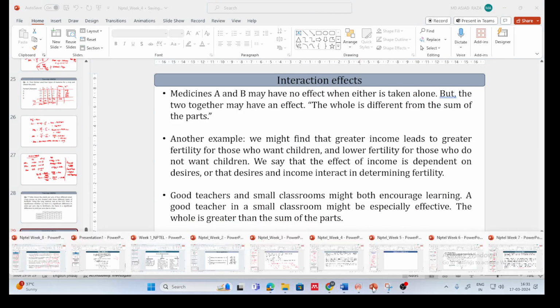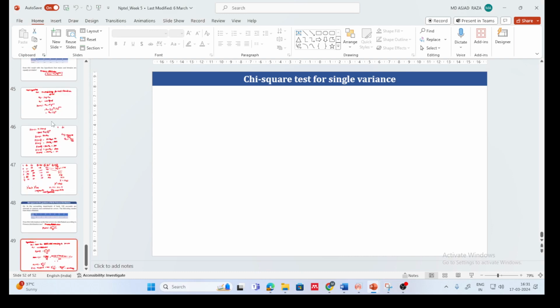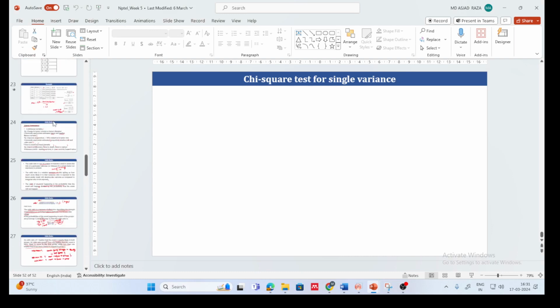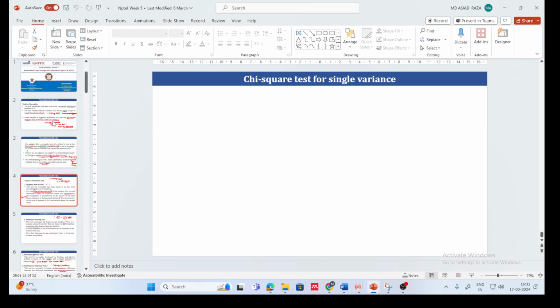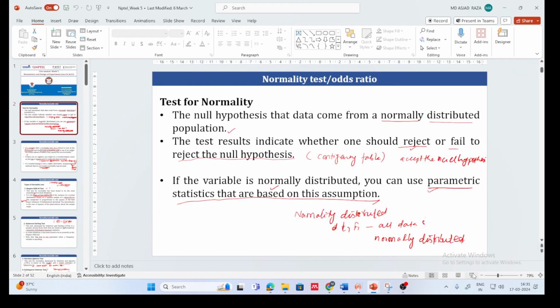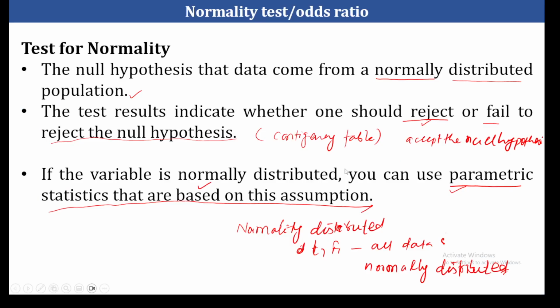Now next we have the normality test. I think we'll go a bit fast. Test for normality: we have to check whether the data are normally distributed or not. What we are assuming is that the data are normally distributed, but we have to check that. Okay, whether the data are normal or not.